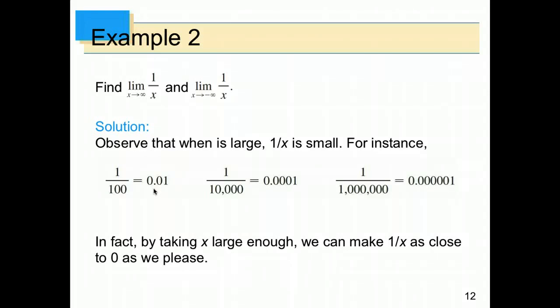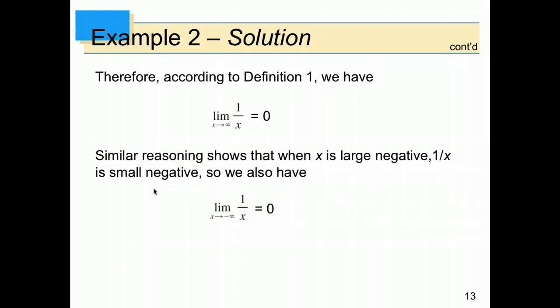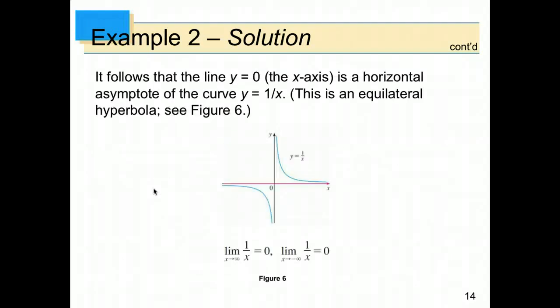So in fact, once again, if we take x large enough, we can make 1 over x as close to 0 as we want. Therefore, according to that first definition that we talked about, that limit as x approaches infinity of 1 over x is 0. Now we can get similar results on the large negative side as we get further and further to the left or approach negative infinity. We can also show that function 1 over x also approaches 0.